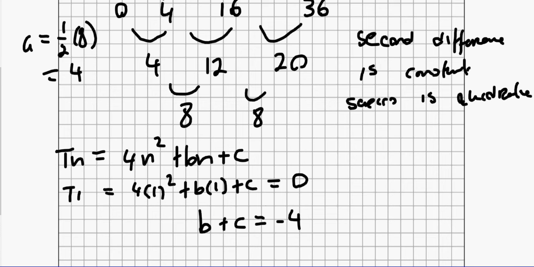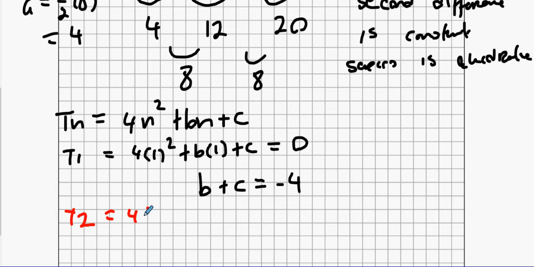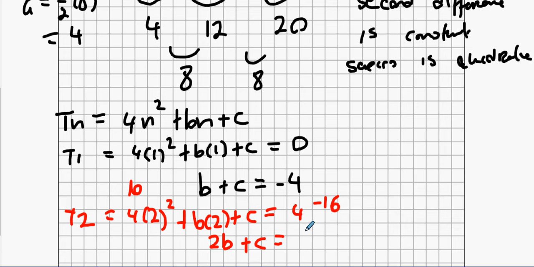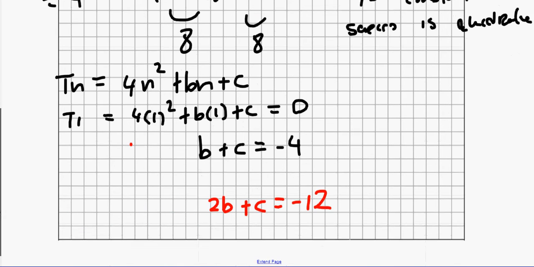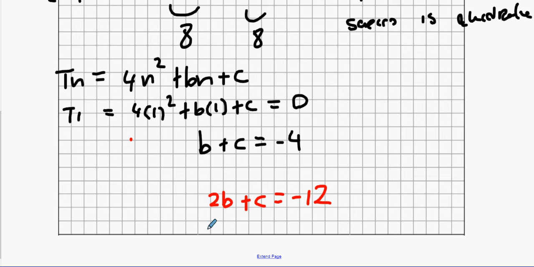Next thing we're going to do then is T2. We know T2 equals 4. So we're going to get 4 times 2 squared plus b times 2 plus c, and that will equal 4. We're going to get 2b plus c equals, now this here is 16, bring it over to the other side, 4 minus 16 is minus 12. Now we have our two formulas for the simultaneous equation. So you're going to do the top one take away the bottom one, so it's going to be red one take away black one.